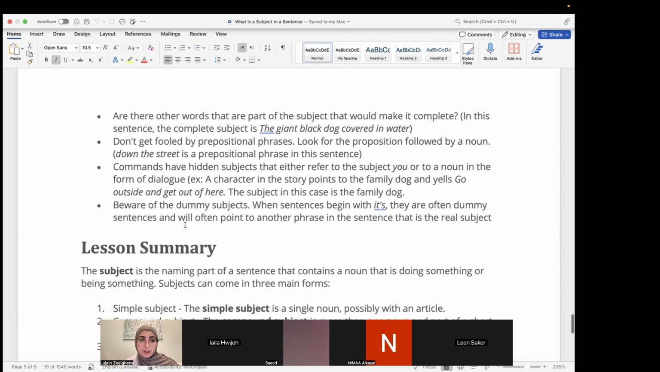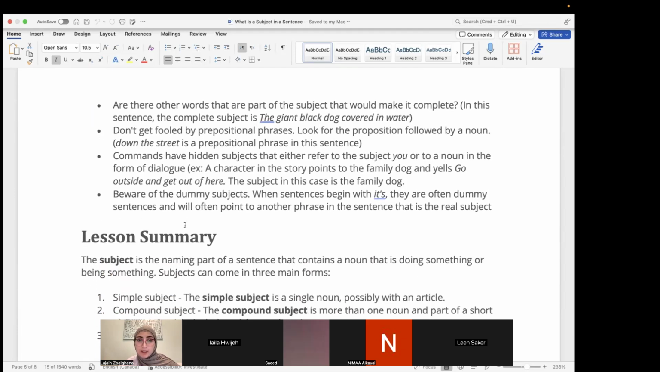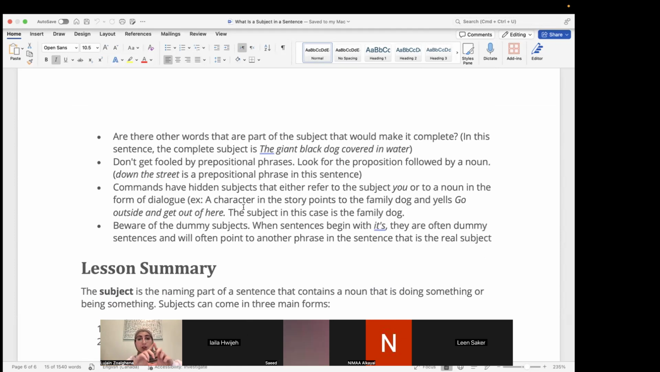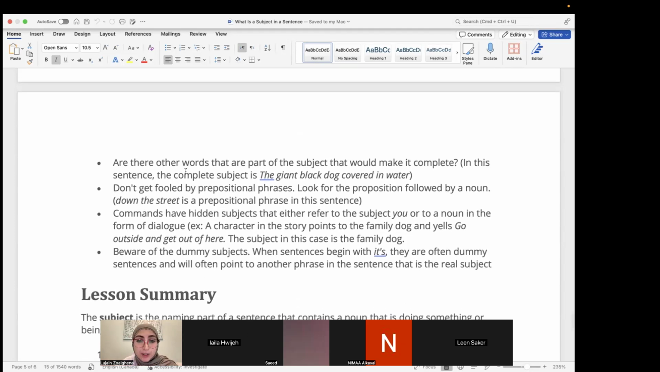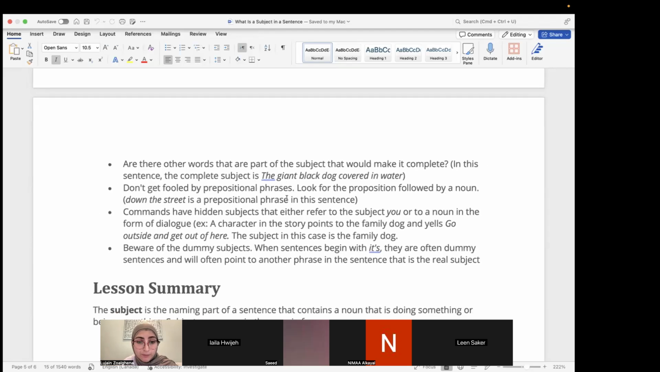Let's continue. Are there any words that are part of the subject that would make it complete? In this sentence, the complete subject is the giant black dog covered in water. Don't get fooled by prepositional phrases. Look for the preposition followed by a noun.